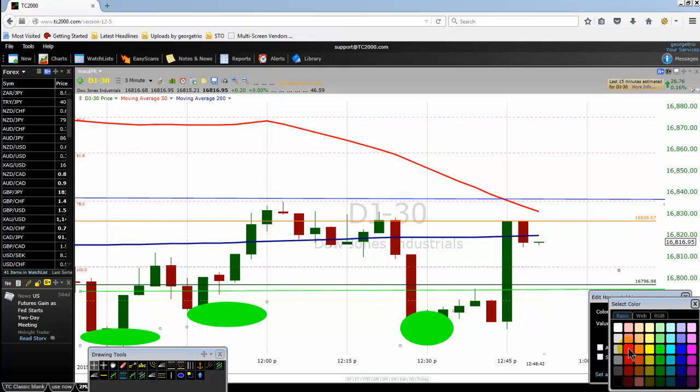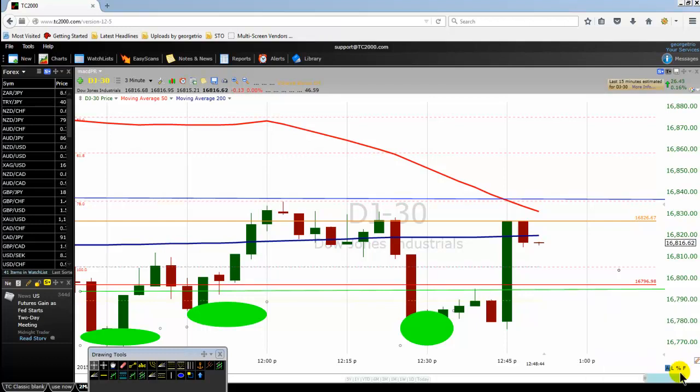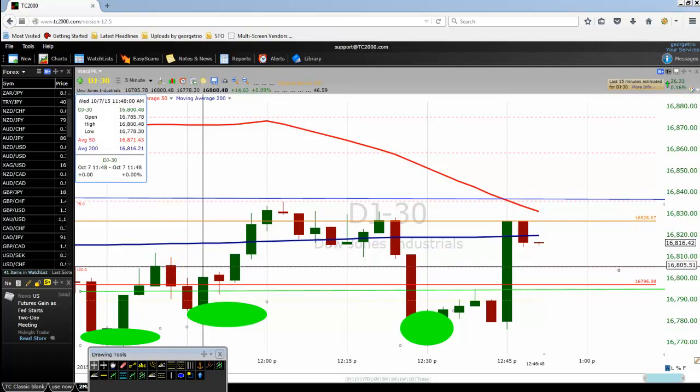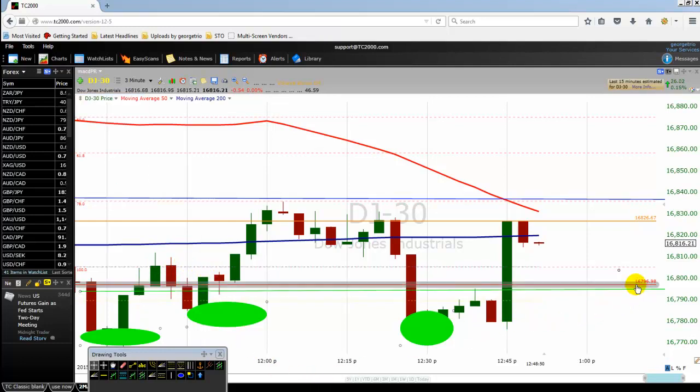So 30 pips, okay? I couldn't find a better stop. If I don't want to put it here, you see? I don't want to put it here. It's not good, okay? So I leave it here at 16796. And that's 30 pips between my entry here and my 30 pip stop loss. All right? Okay. So now I'm in this trade.